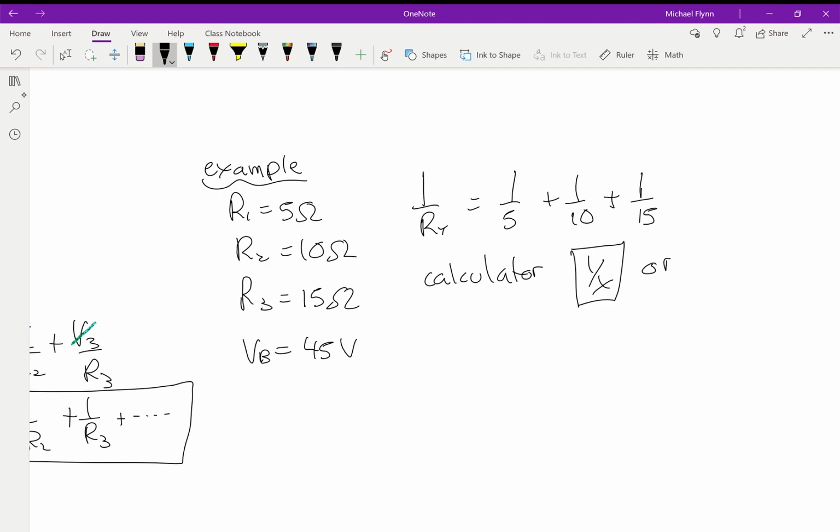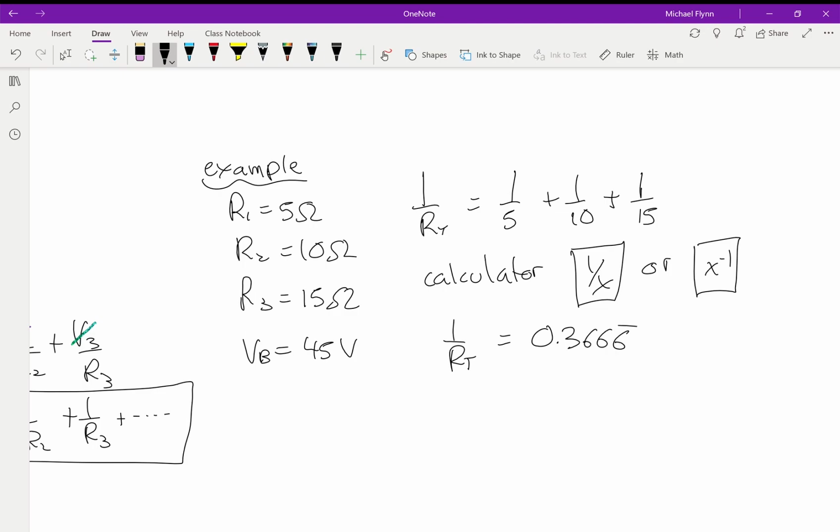It could look like this on some of your calculators, the reciprocal button I call it. Since these numbers are all reciprocals, they're all 1 over something, I'm just going to use that button on my calculator, which is very useful. I press 5, then 1 over x, plus 10, 1 over x again, plus 15, 1 over x again, and I press equals.